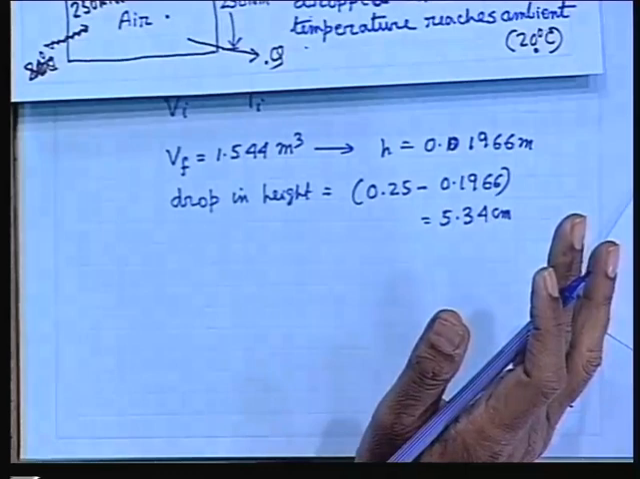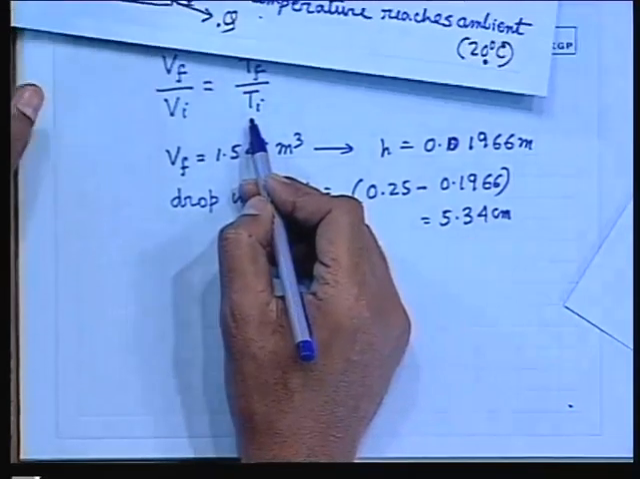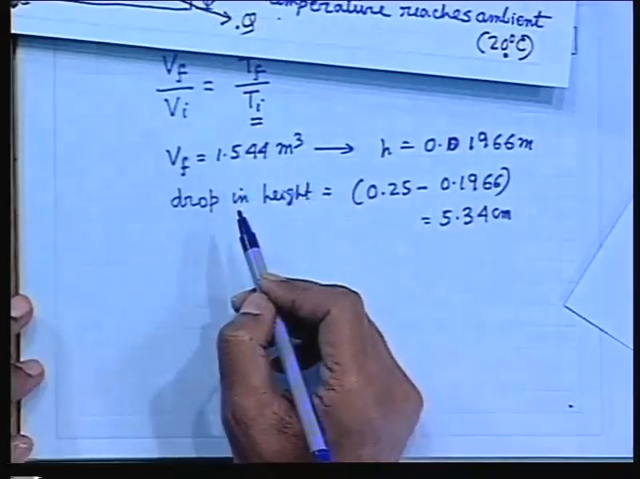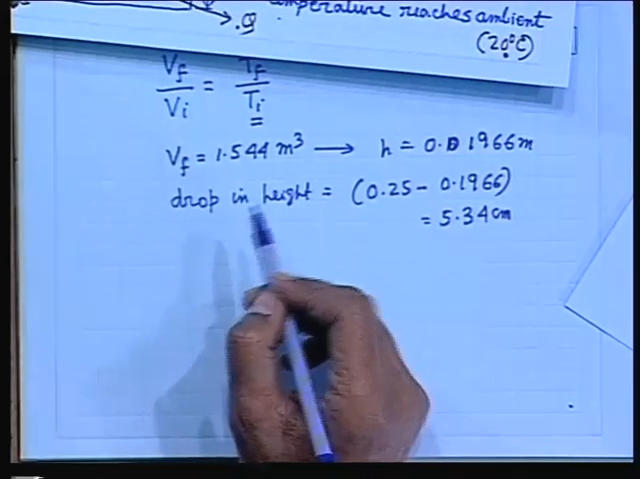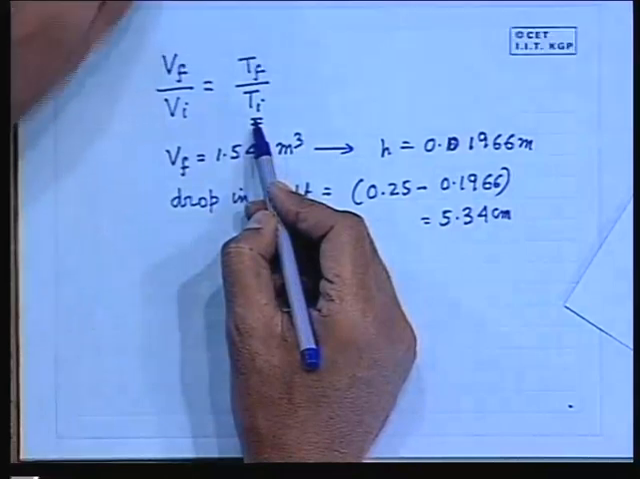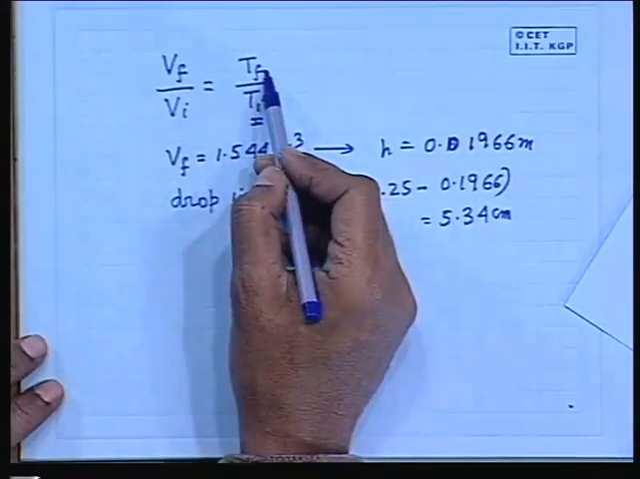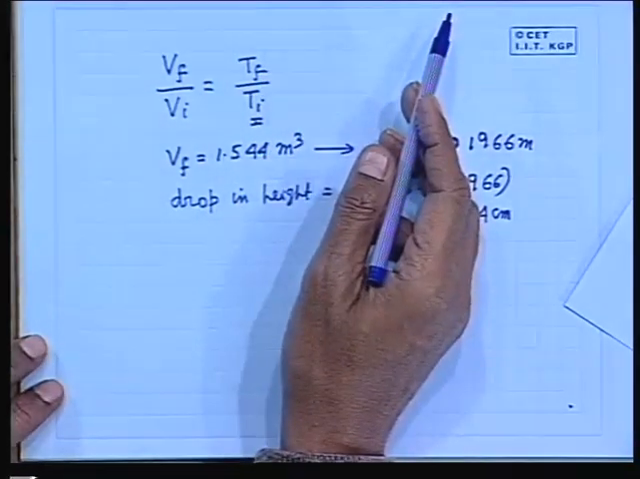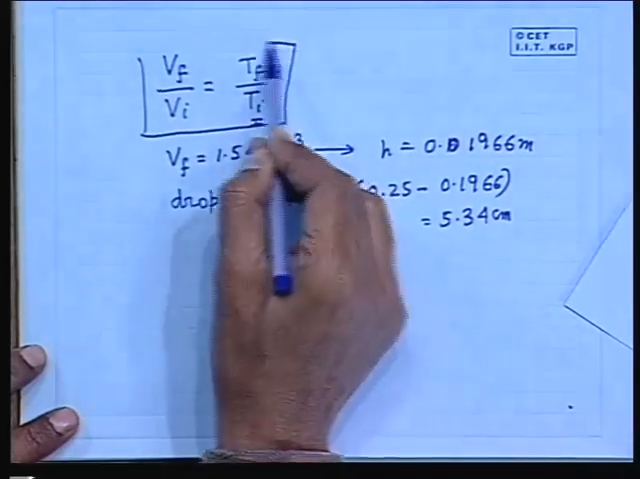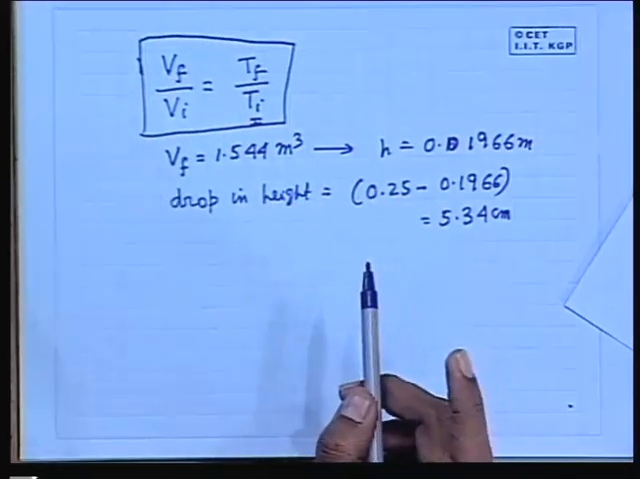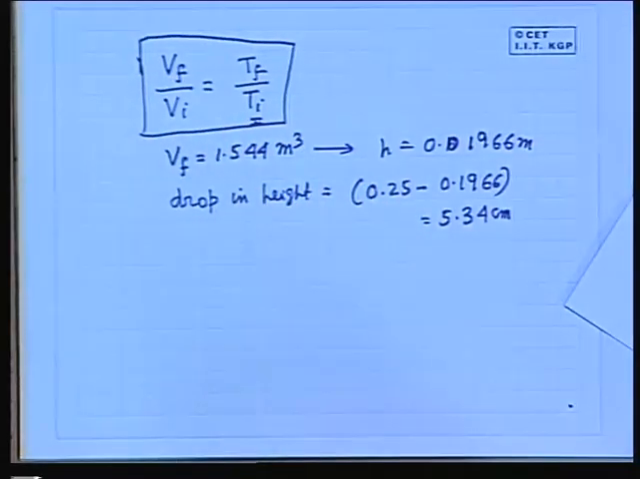Okay. So this temperature is which temperature? The temperature at which it starts falling. Okay. So we know this temperature. We know the final temperature. It is told in the problem that it will reach ambient temperature. So we can very well use this. Pressure remaining constant. All right.